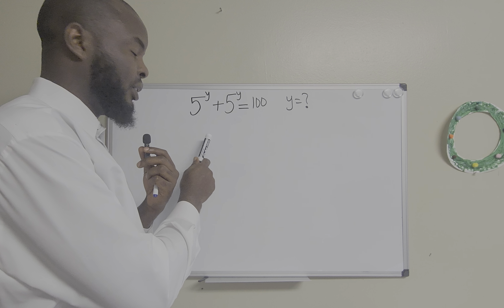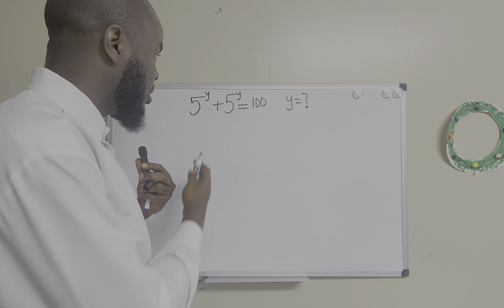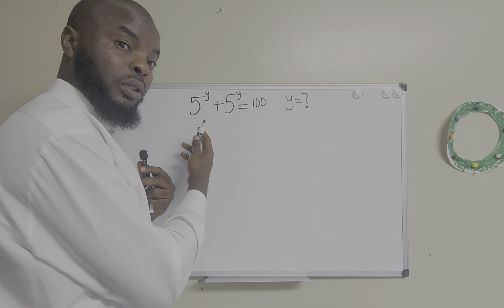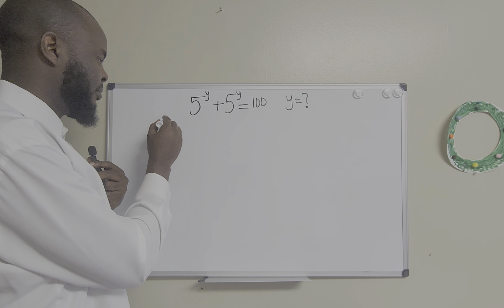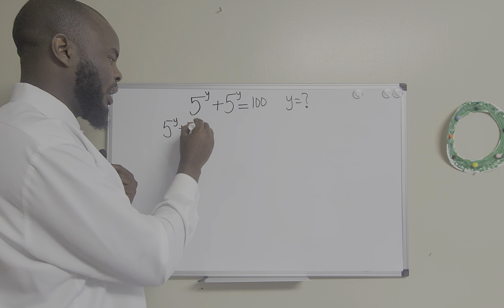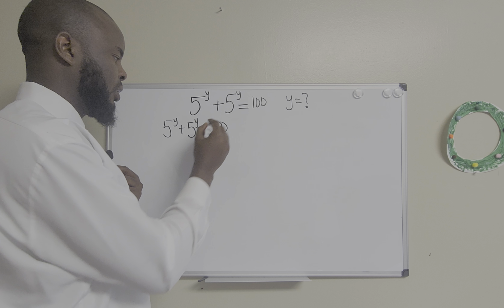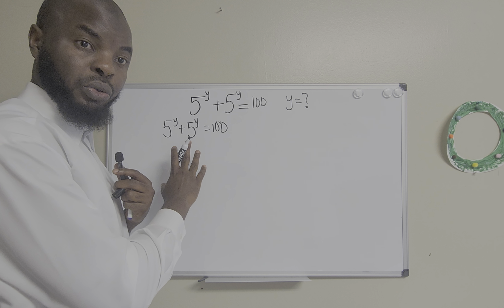If you see this kind of video, don't feel scared. It is easy. But you can pause the video, try it, and see if you're going to get the same answer with me. Now, to do this, here we have 5 to the power of y plus 5 to the power of y equals 100. We are looking for the value of y that will make this equation true.